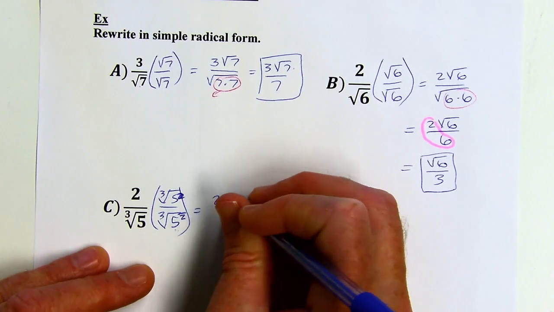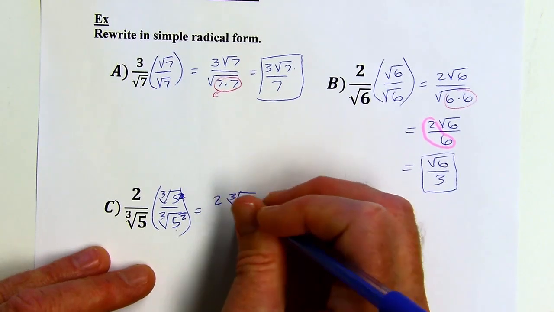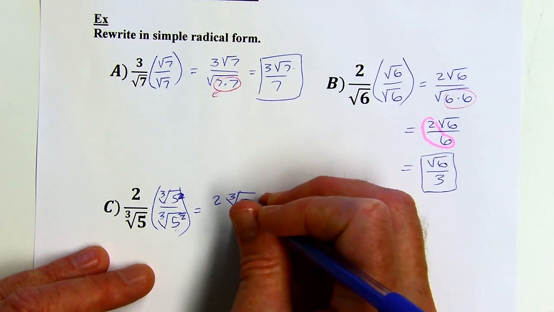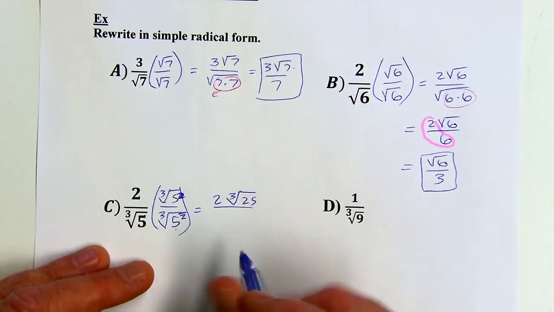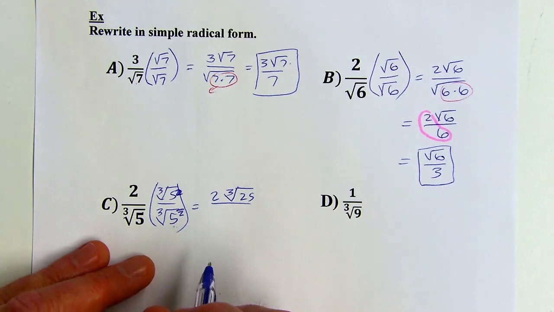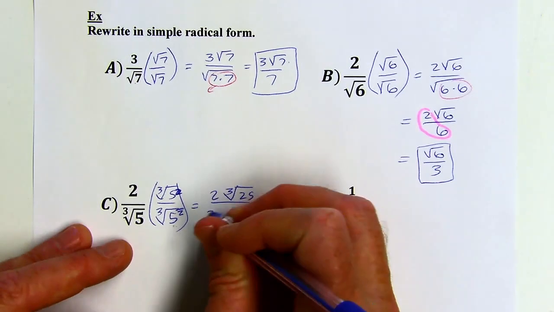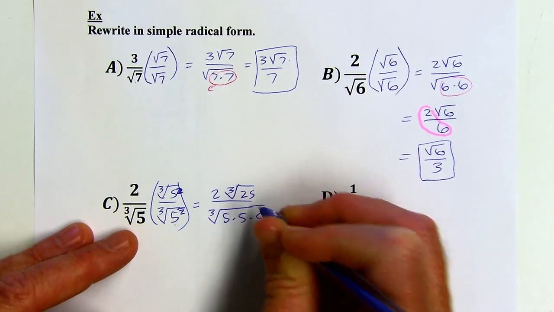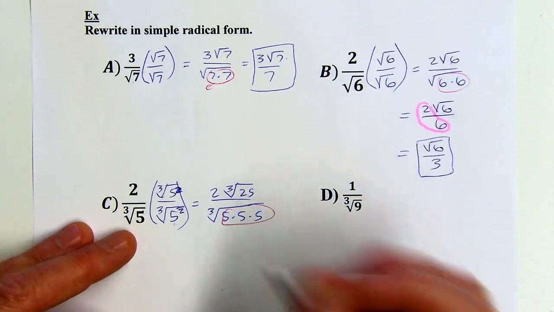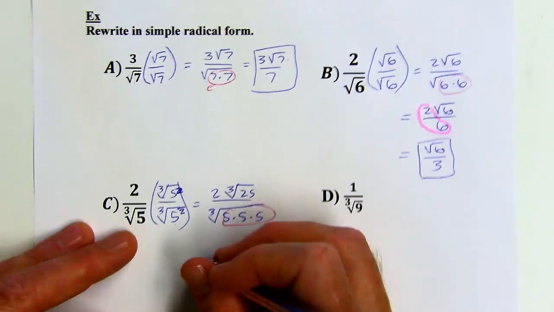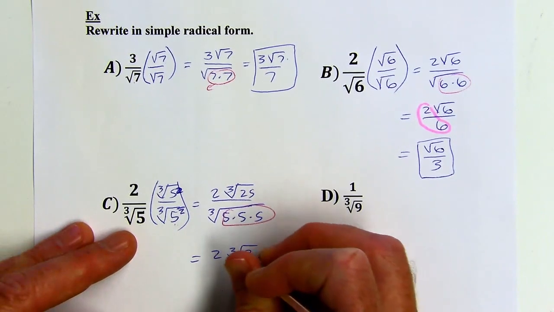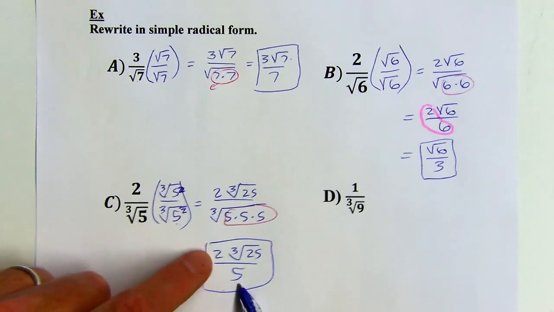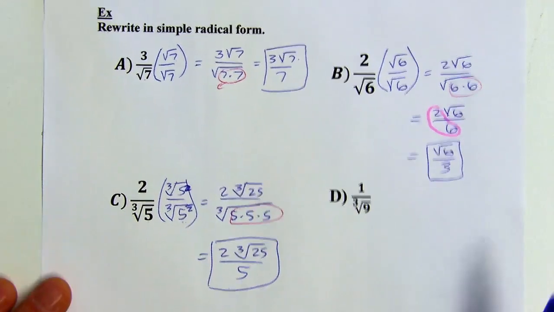So on the top, I've got 2 times the cube root of 5 squared. And 5 squared, I just have 5 times 5. I can't break it up any further. So there's no triplets there, but that's okay because it's in the numerator. It's okay to have a radical in the numerator, okay? And on the bottom now, I would have 5 times 5 squared. Well, there's 5 times 5 squared. Now I have triplets, right? And so then this would be 2 times the cube root of 25 all over 5. Okay, and I'd also want to check the 2/5 part, and you can't reduce that, so that one is finished.